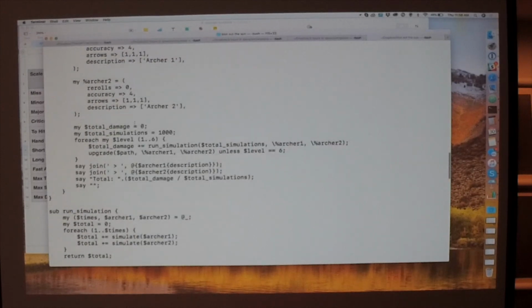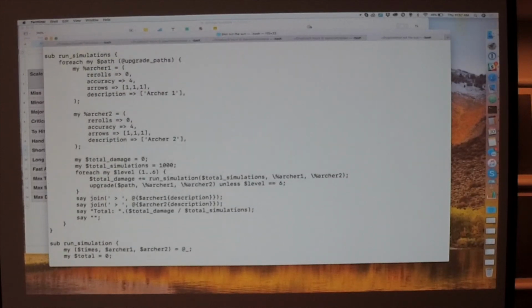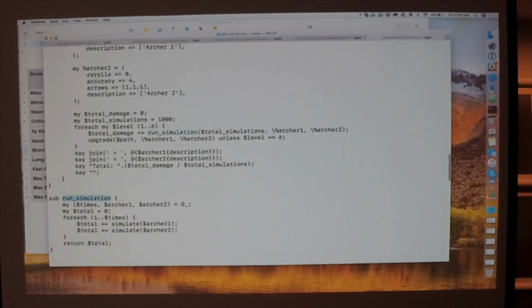Then for each of these, I'm just calling another subroutine. So run simulation is actually going to do this code. So this is just basic programming. It's subroutines that I'm calling. So programming language doesn't matter.